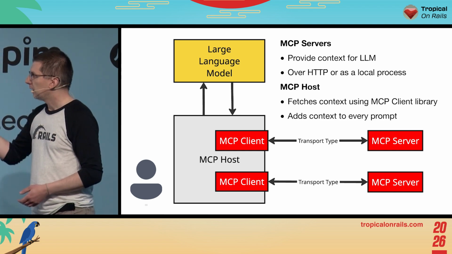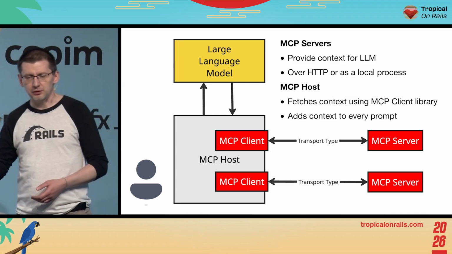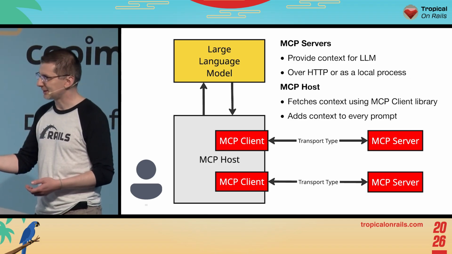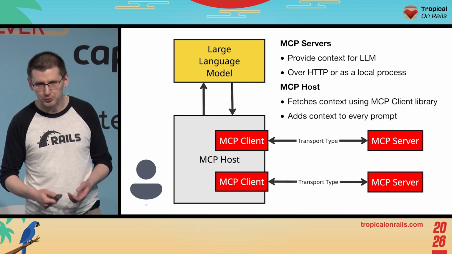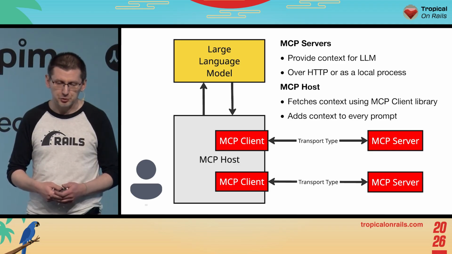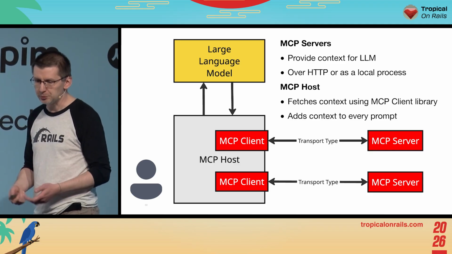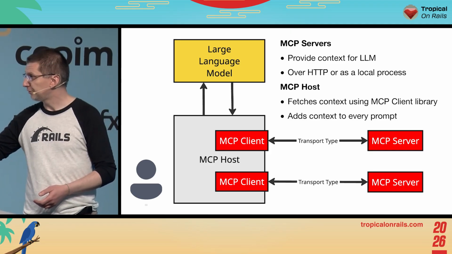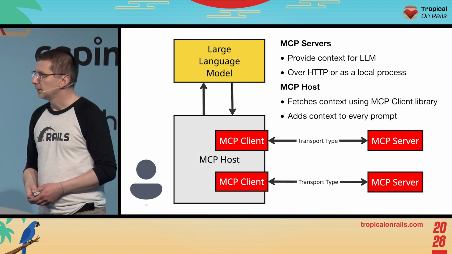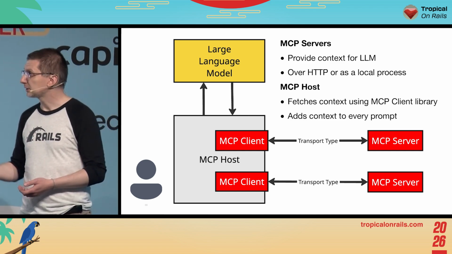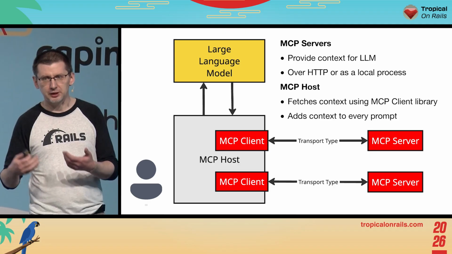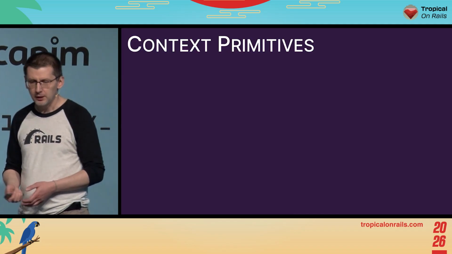Now, MCP servers provide additional context to the host over HTTP. Of course, an MCP server can also run on the same machine as the MCP host, but it's not the case for us today. We will not be talking about that. We will not be talking about communication over standard input-output. We are communicating over HTTP. Now, the MCP host fetches additional context from servers using MCP client libraries. Since it fetched the additional context, whenever it communicates with the LLM, it adds to the prompt additional information, additional context fetched from the servers.